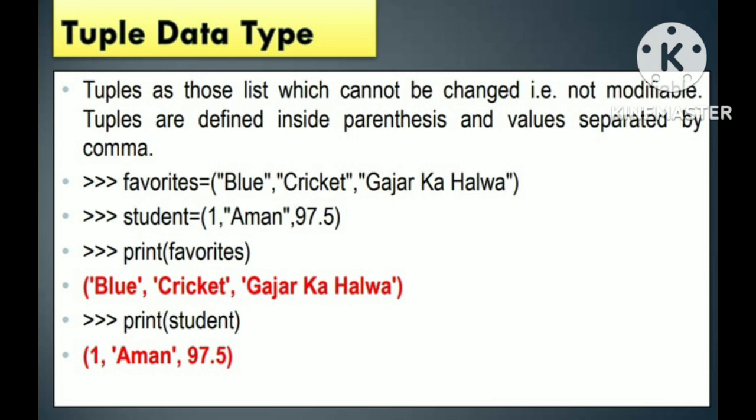Now we will look about tuple data type. Tuples are those lists which cannot be changed, that is, not modifiable. Tuples are defined inside parentheses and values separated by comma. Favorites equals to blue, cricket, gajar ka halwa. Student equals to 1, Aman, 97.5. Print favorites: blue, cricket, gajar ka halwa. Print student: 1, Aman, 97.5.